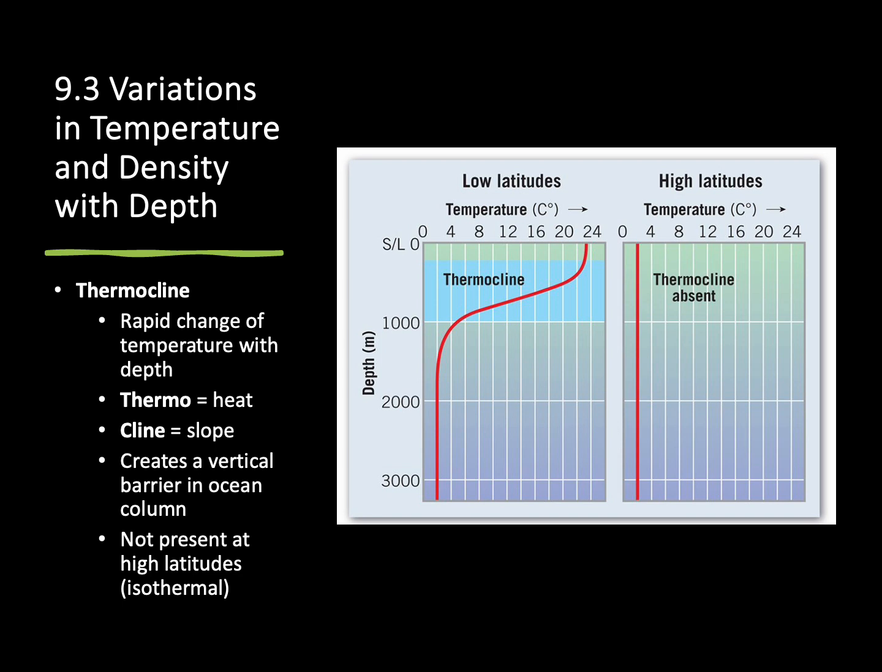But at our high latitudes, this thermocline, the change in temperature, does not exist. That's because at our high latitudes, at our polar regions, we get very little sunlight. The sunlight does not warm up the ocean surface like it does in our low latitude regions, and the surface of our oceans around Antarctica is covered in ice. So in our high latitudes, we don't have a thermocline. The seawater just stays very cold from the very surface down to the deepest depths.